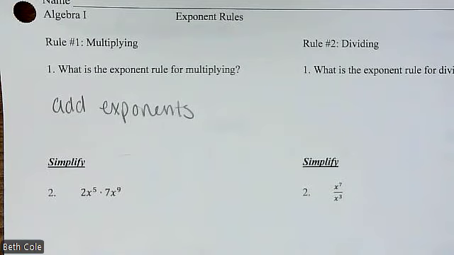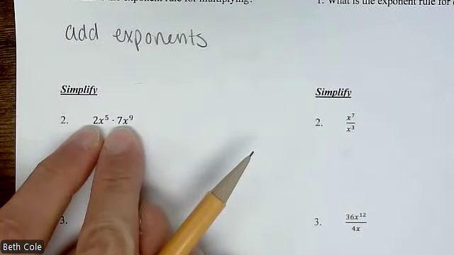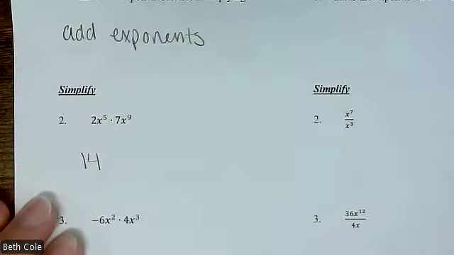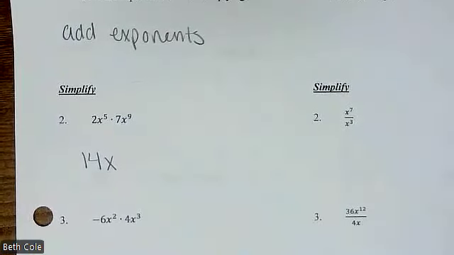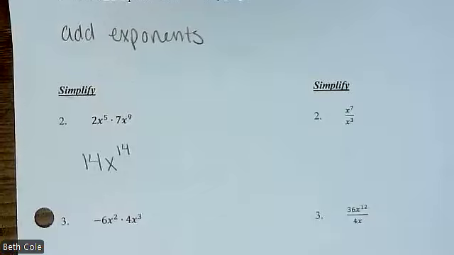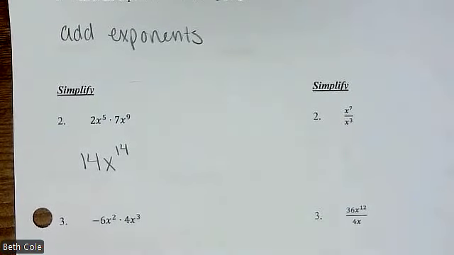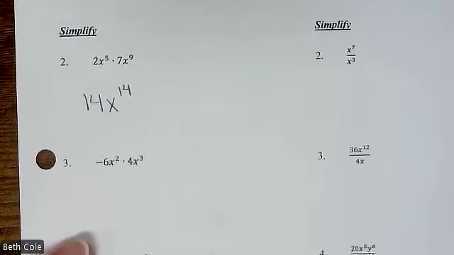Okay, so we're going to do that first column there. So looking at this one, it's multiplication. So you do 2 times 7, which is 14, and put x, and then you add your exponents, which weirdly is also 14, but 5 plus 9 is 14. That's just how numbers work, okay? Easy, right? You just write the answer. There's no steps to the problem.